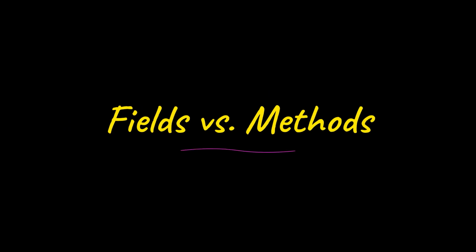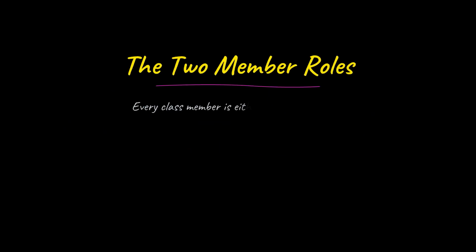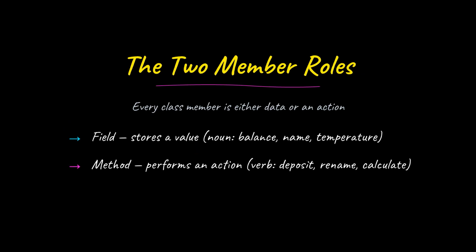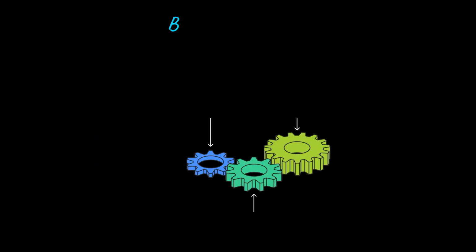Inside a class, members fall into exactly two roles. Understanding which is the key to reasoning about how objects work. A field is a noun. It holds a value that persists inside the object between calls. A method is a verb. It runs only when invoked, performing work on that data. Together, these two roles make up every member of a class.